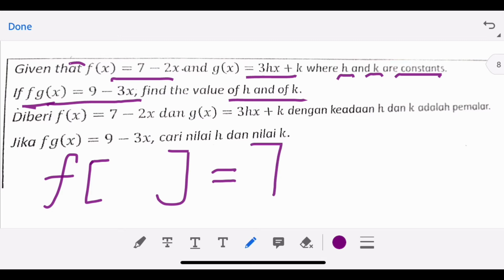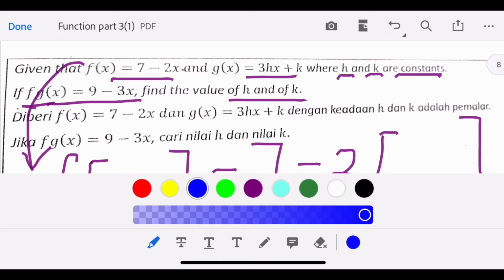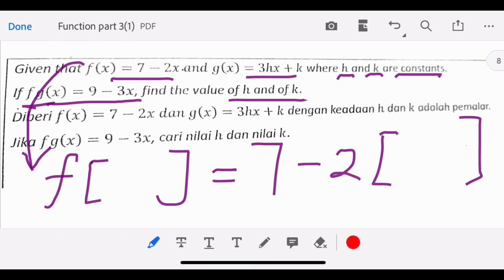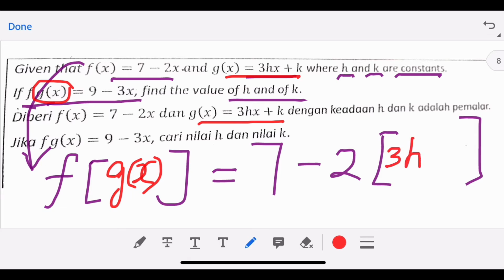So I'm going to start with the function f. I will copy f and then leave the empty space for the x, right? Because the question gave me f with the object g(x), of course I'm going to substitute the g(x) here, right? You're asked to find the h and k, so for sure they give you g(x), which is 3hx plus k. That is how you start first.